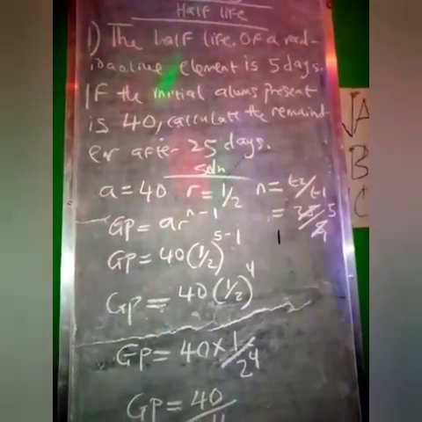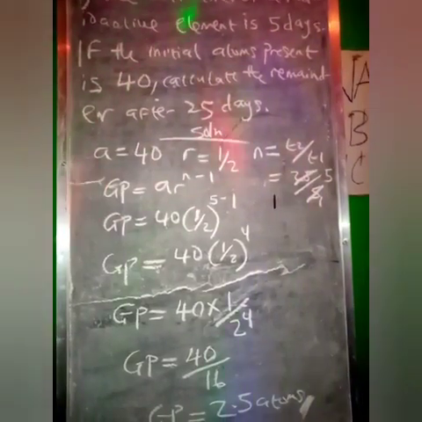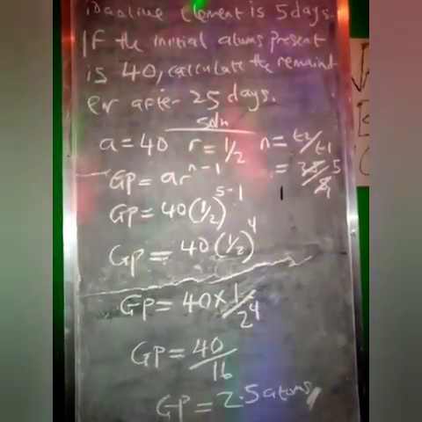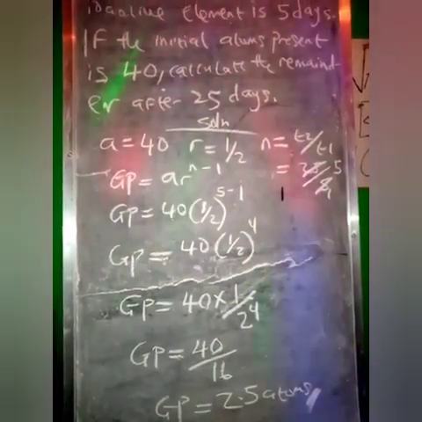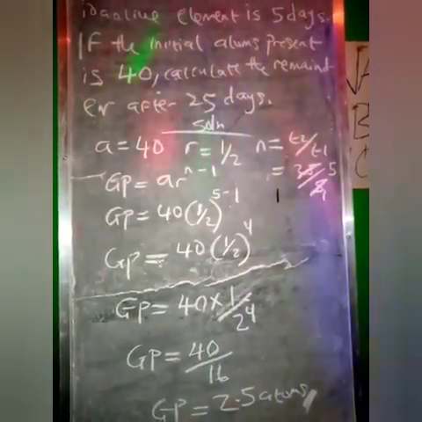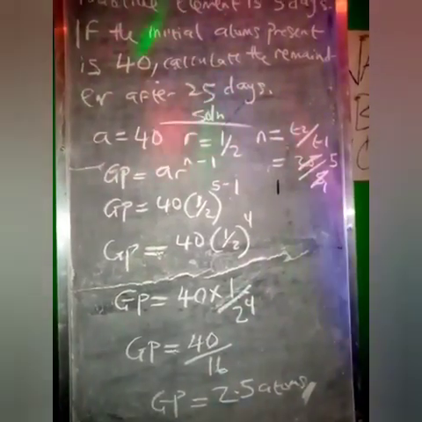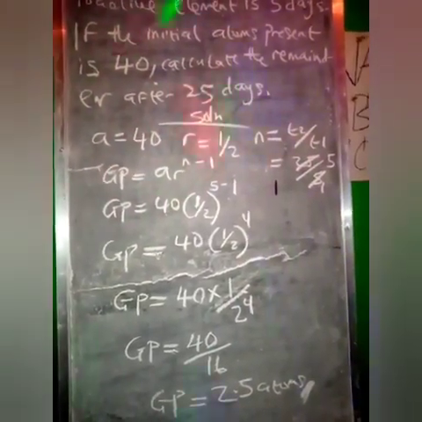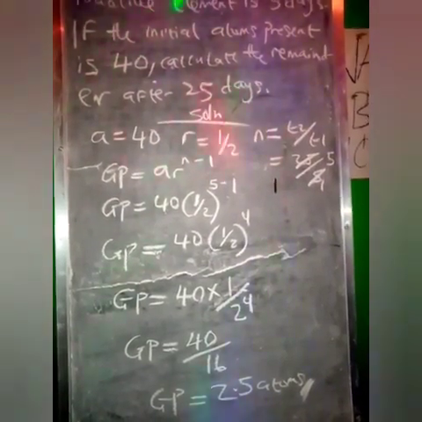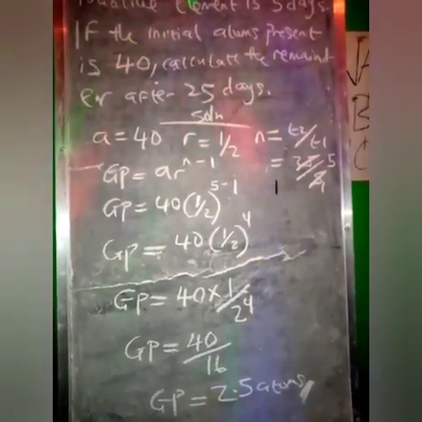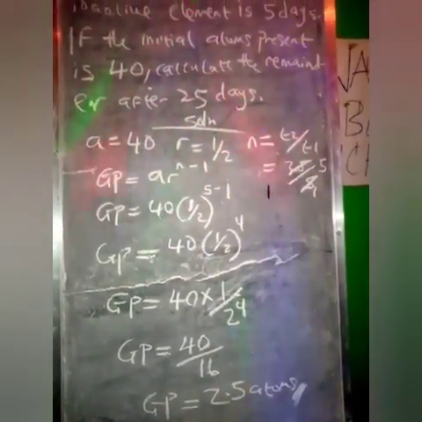Now GP is equal to a r^(n-1). So GP is equal to 40, r is half, raised to power 5 minus 1. GP equals 40, open bracket, half, raised to power 4. And using indices, GP equals 40 times 1 over 2 raised to power 4. And when you evaluate this, you have 2.5 atoms remaining.